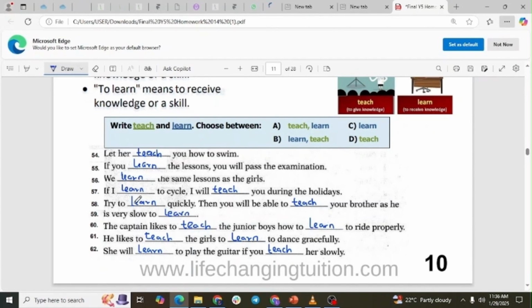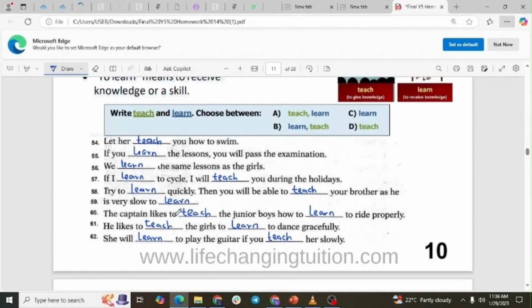Explanation. Learn fits the first blank as it refers to acquiring skills. Teach fits the second blank as it involves instructing the brother. Question 59. Is very slow to blank. Correct answer. C. Learn. Explanation. Learn fits the first and third blanks as they refer to acquiring skills.